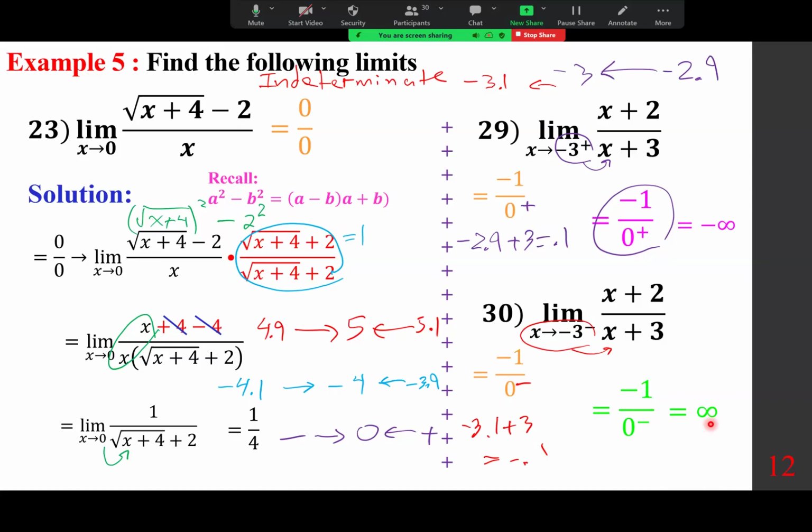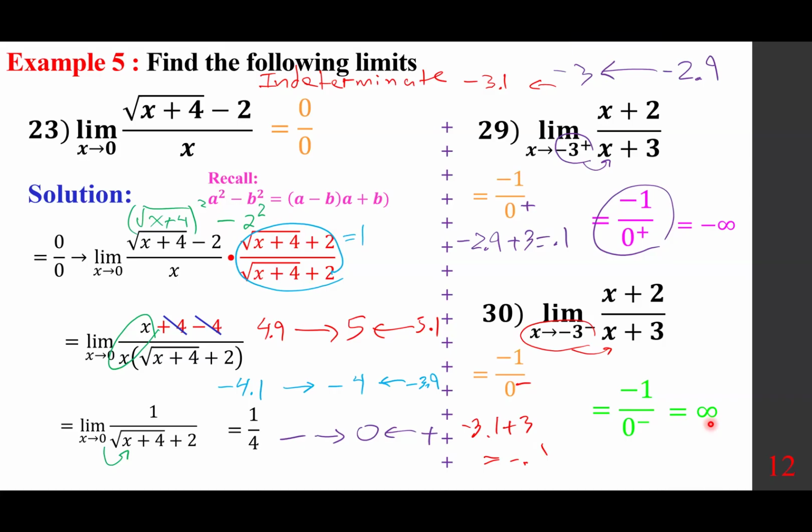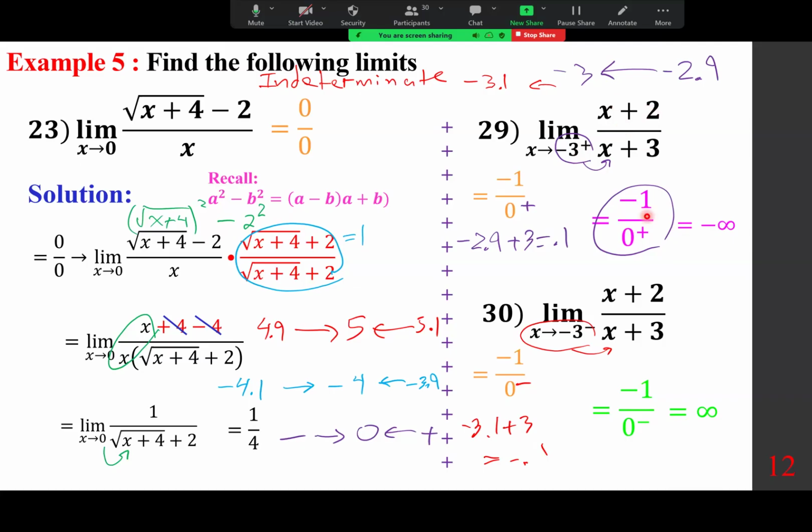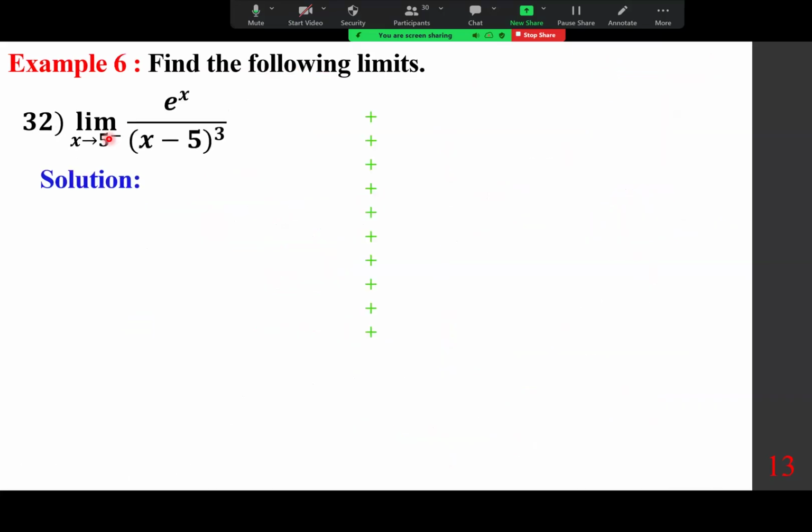As I mentioned, the numerator really doesn't make any difference if it's negative 3 from the right or left. The numerator is very close to negative 1. As it happens here, we want the limit of e to the power of x over x minus 5 cubed, as x approaches 5 from the left. If you ignore 5 from the left, the top is e to the power of 5, and the bottom is 0.